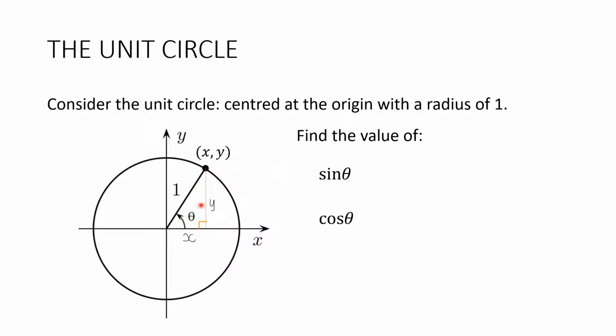We can see a nice little triangle here with x along the bottom here, y up here, and 1 on the hypotenuse. So the value of sine theta is going to be opposite over hypotenuse, which is y. The value of cos theta will be adjacent on hypotenuse, which is x. And we'll write that up there. So x has become cos theta, and y has become sine theta.